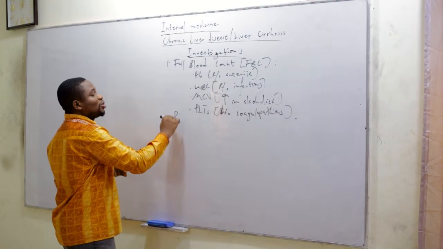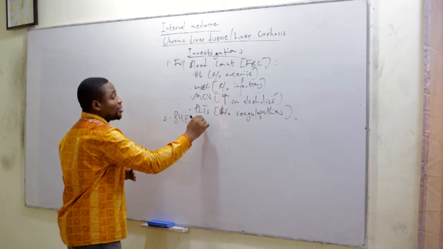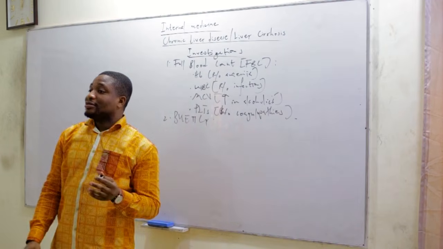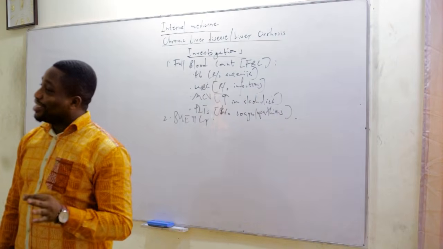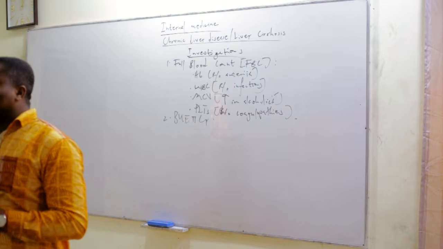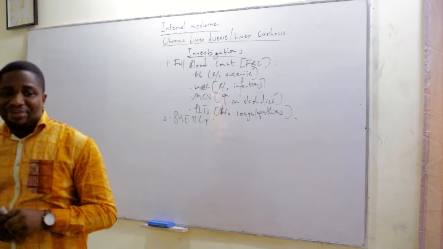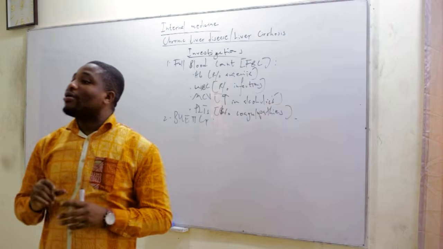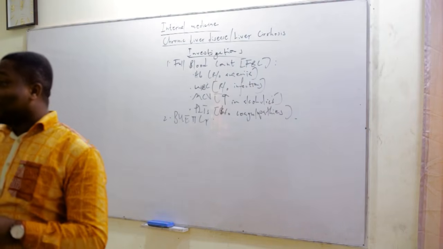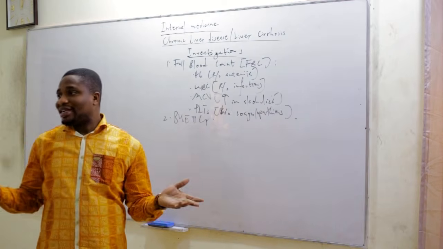The next one, we can also do a BUE and what? Why do we need BUE and electrolytes? To rule out what? Renal dysfunction. Because chronic liver disease can predispose to what we call hepatorenal syndrome. Okay? So yes, the renal impairment will happen.